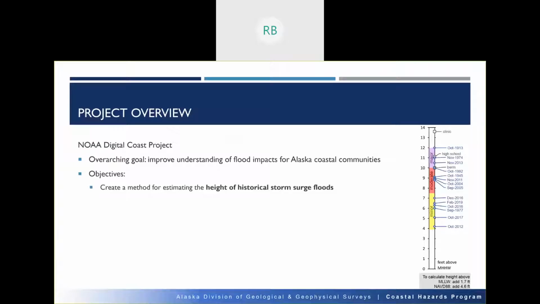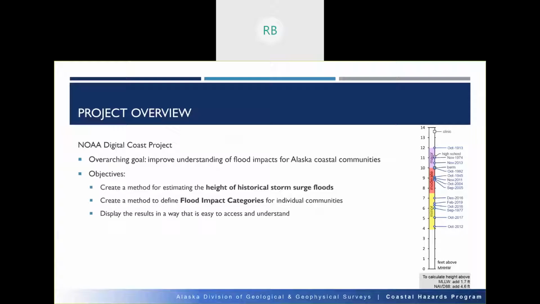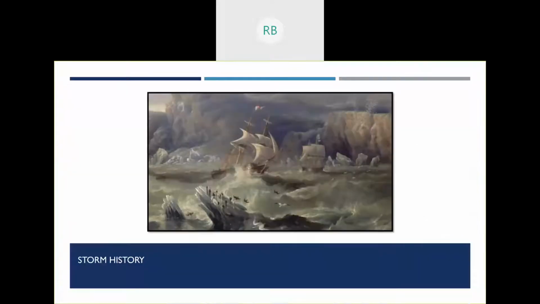So one of the objectives for this project was to have a method to actually estimate the height of historical storm surge floods. So just actually looking at those past flooding events, seeing how high they got, and then also defining flood impact categories for these communities. When does the flood actually impact the community? And ultimately displaying the results in a simple, easy way, such as this graphic that takes up 10% of the screen here. So first I'm going to talk about storm histories, a nice little painting of a devastating storm.